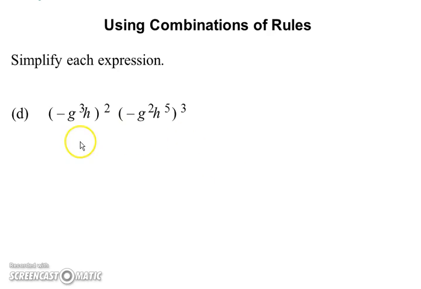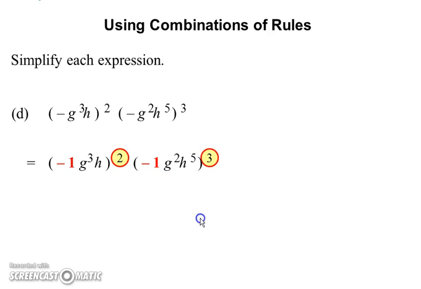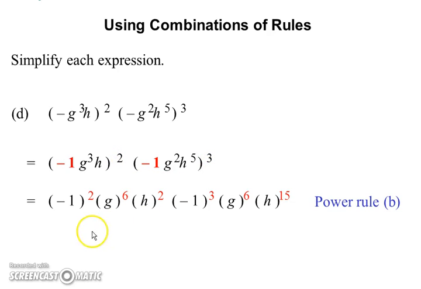Instead, we have to use the power rule on each expression. So everything in the first expression we raise to the second power. Everything in the second expression we raise to the third power. When we do that, it helps to factor out the minus in front of each and just call it a -1 to help you visualize. And then raise each term to their respective powers.